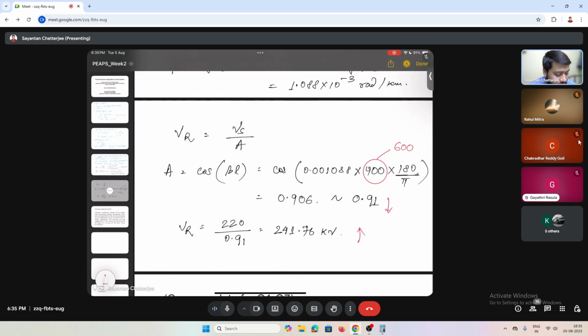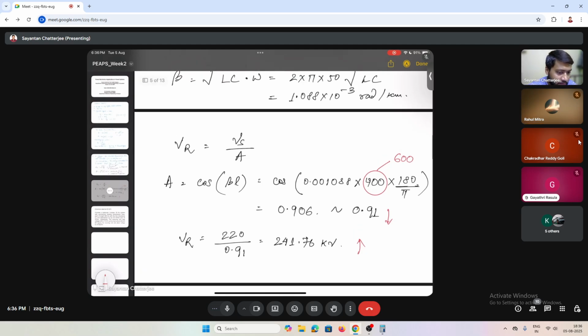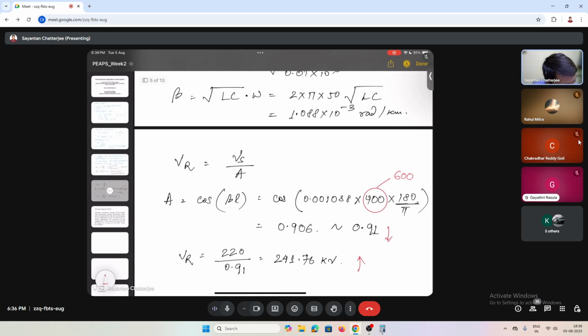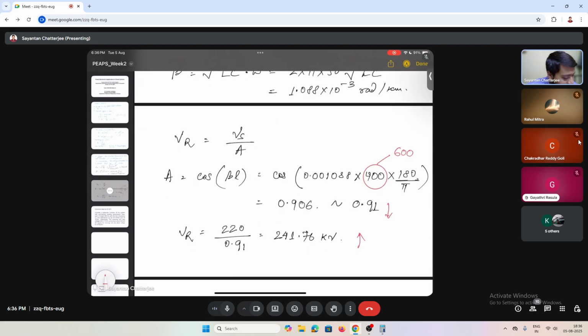So what we get to see is that the more the length of the line, in the no load condition, the receiving end voltage will get impacted due to this Ferranti effect, right? I hope this is clear. Yes, clear, sir. Okay, this was my main aim of showing the impact of the length. I got some issue with the calculation here, so thank you for your help.